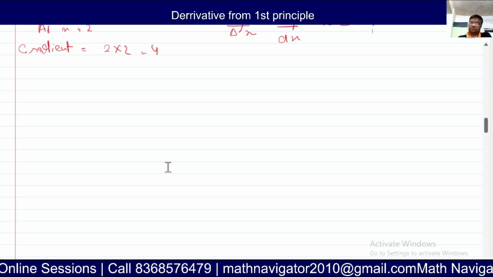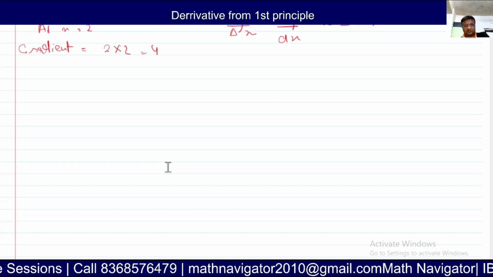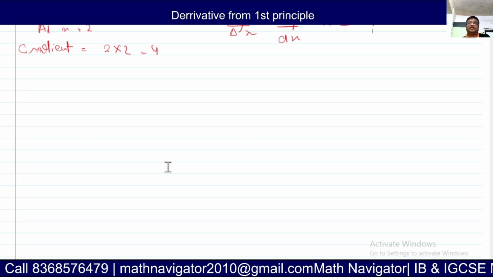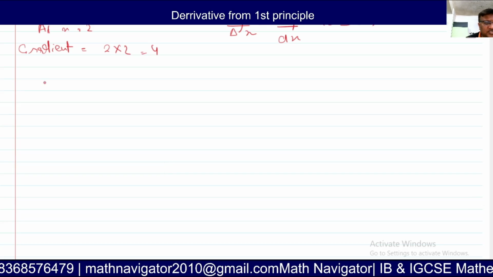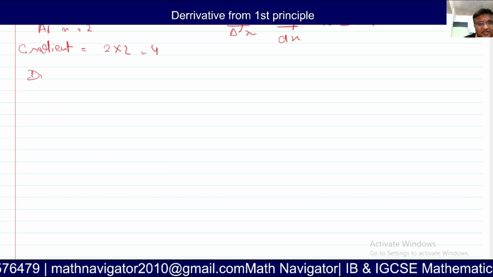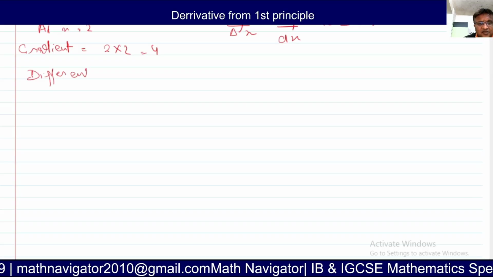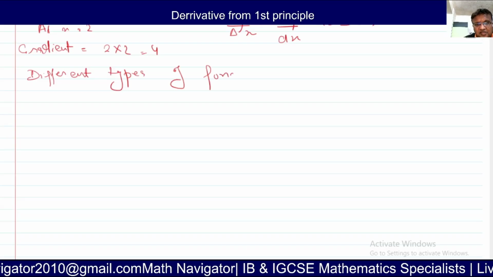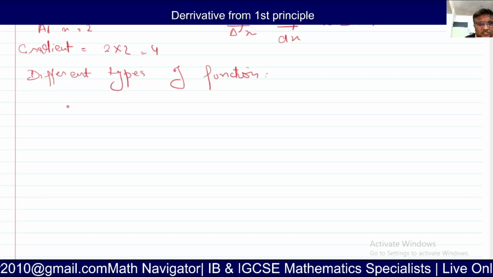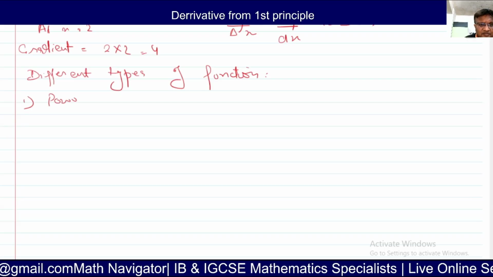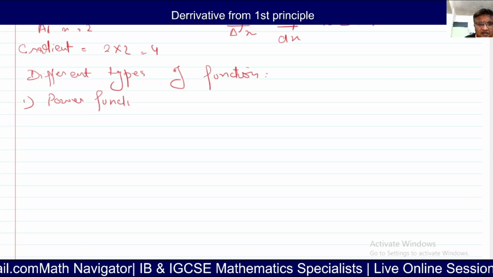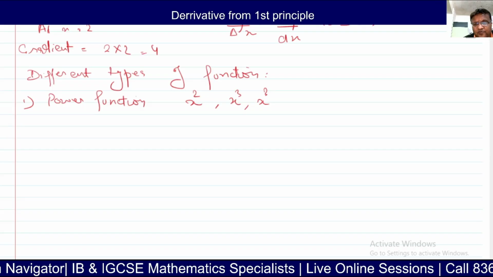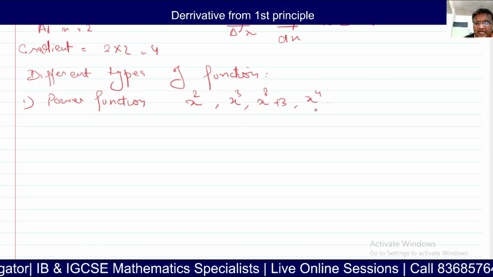In AHL, mostly the question doesn't come to find the derivative from the first principle. We have certain rules to find the differentiation. We know we have different types of functions. What do we mean by different types of functions? Like we have power function. What is a power function? Like x squared, x cubed, x cubed plus 3, x4, like this.